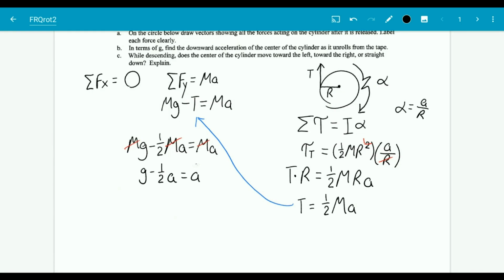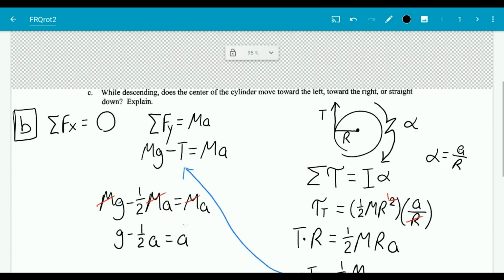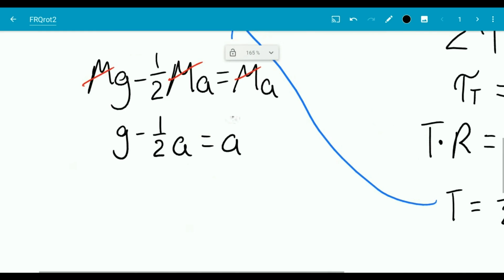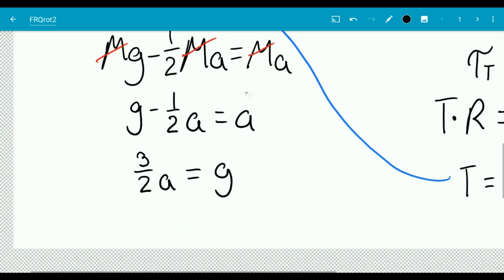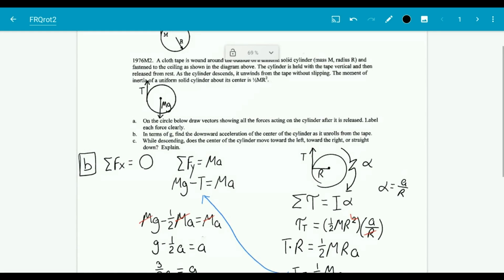Well, part B wanted us to solve for A. Let me label this as part B. Part B wanted us to solve for the acceleration, the linear acceleration. It says the downward acceleration at the center of the cylinder. That is our A, linear acceleration. It wanted us to solve for that in terms of G. So when we do that, we're just simply going to get 3 over 2 A, if I add to one side, equals G. So that means that A equals 2/3 G. And there's our answer to part B.